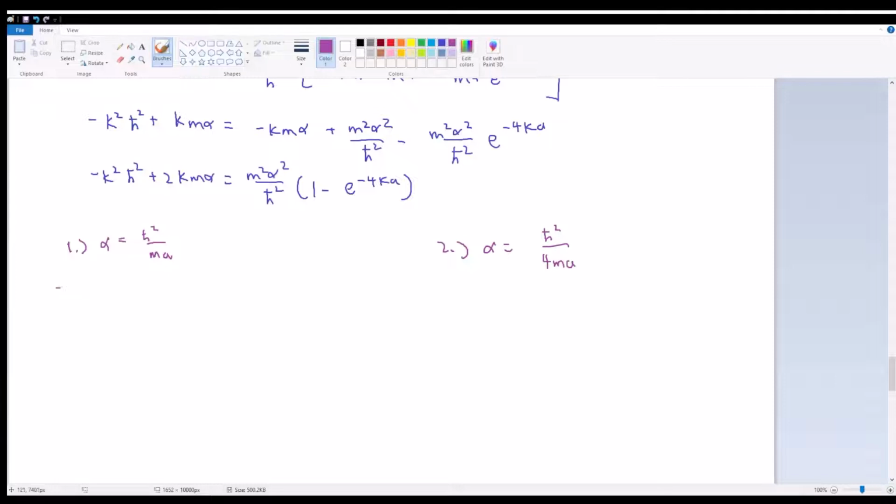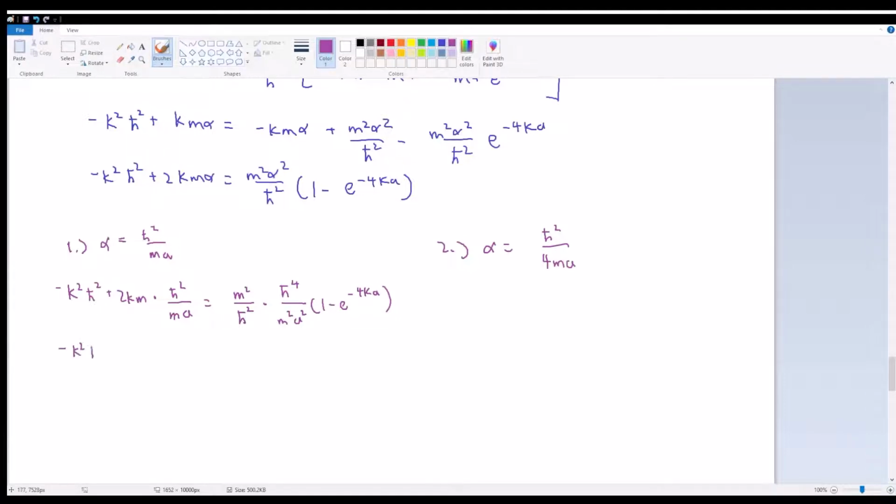So we have, in this case, negative k squared h bar squared plus 2km multiplied by alpha, which becomes h bar squared over ma. And this is going to equal m squared over h bar squared multiplied by alpha squared, which is going to be h bar to the 4th over m squared a squared times 1 minus e to the negative 4ka. And from here, we can start doing some simplification.